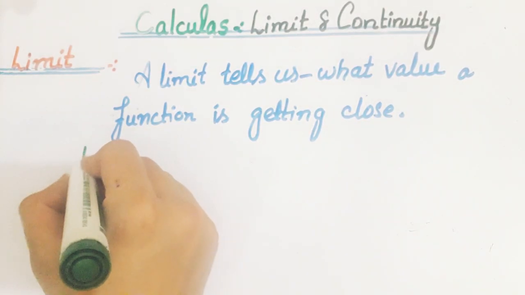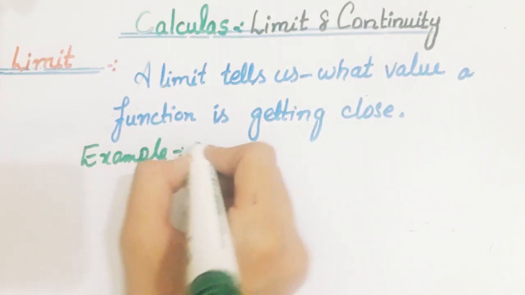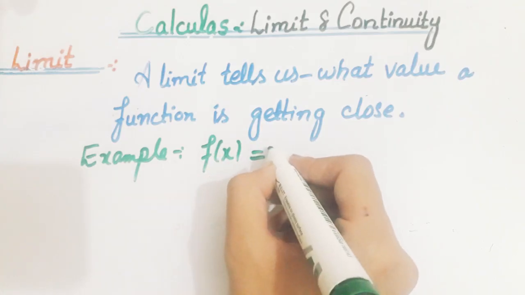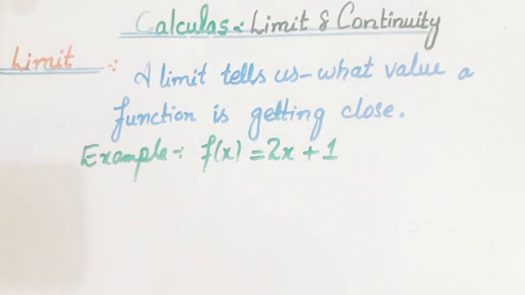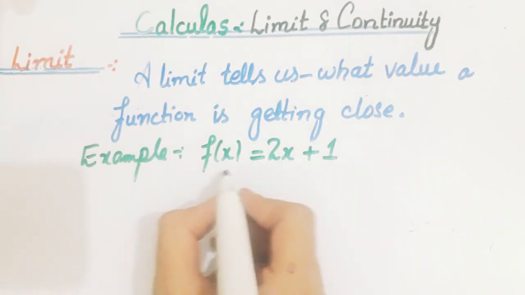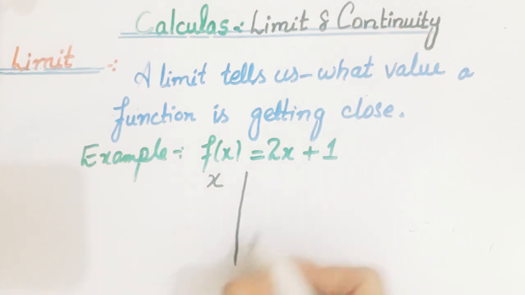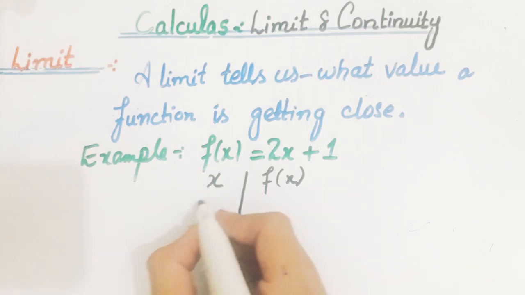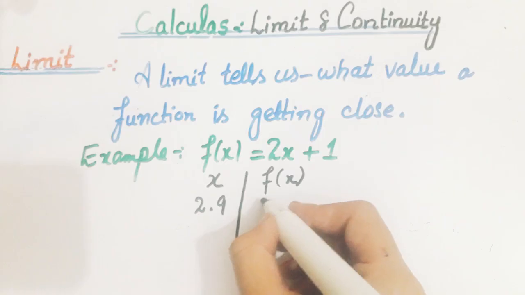So we have a function f of x equals 2x plus 1. This is a function. So we will put different values of x to get the value of the function. First of all, we will put x equals 2.9. So f of x equals 6.8.